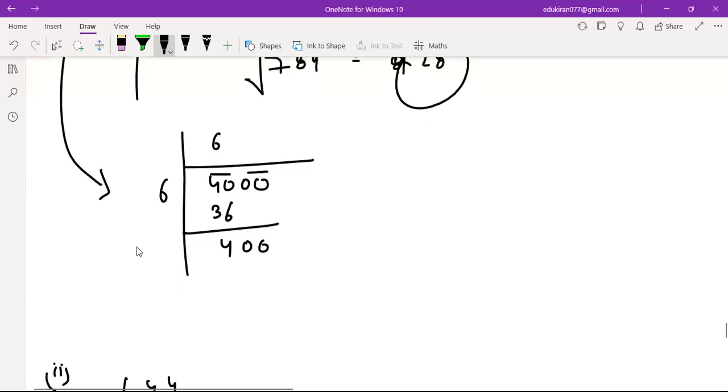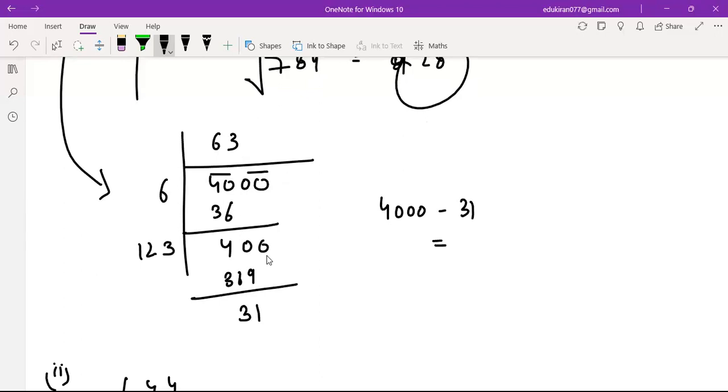Okay, now this one, students. So 6 multiplied by 2 is 12. So 12, you will multiply it with 3. Here also you will put 3. So you will get 369. After subtracting 369, you got 31 as the remainder. So from this 4000, you will subtract 31. What will you get? 3969. So 3969 is the square of 63.